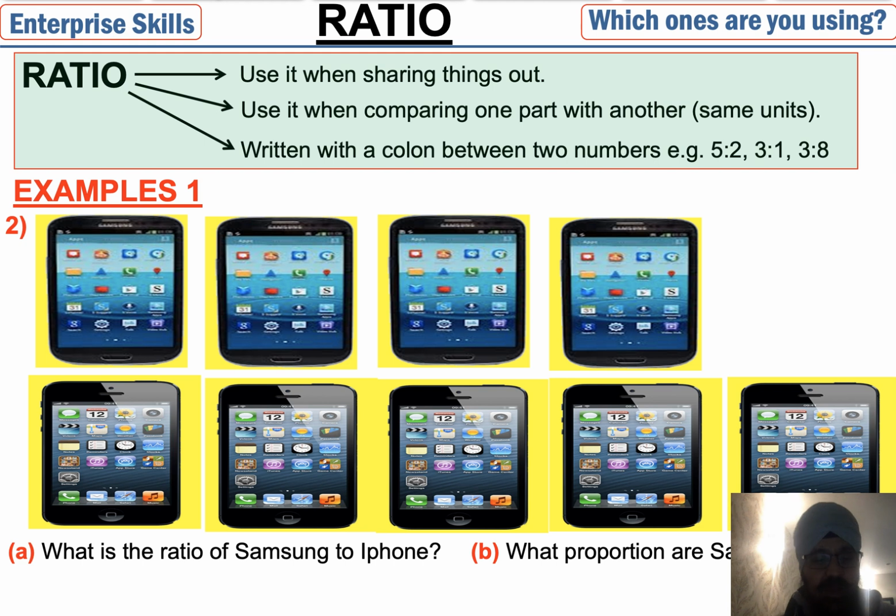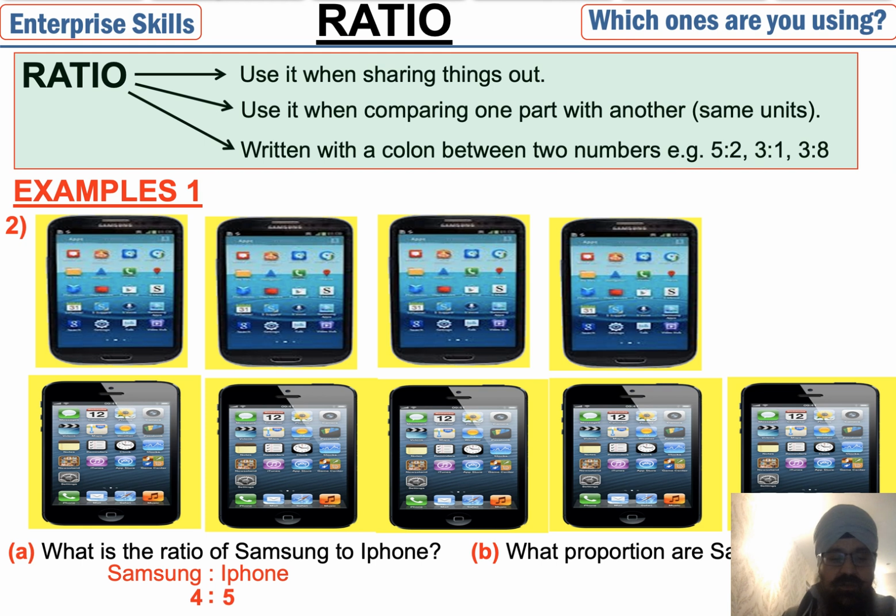I apologize for this picture. Some of you might like Samsung, some of you might like iPhone. This is a really old iPhone. I couldn't upload pictures of the iPhone 12, I didn't have the time, but you can sort of see. So the question is the ratio of Samsung, which is the top picture, to iPhone. How many Samsungs do you have? You have 4. And how many iPhones? You have 5. So for proportion, you have 9 altogether, and 4 of them are Samsung, so it's 4 out of 9.